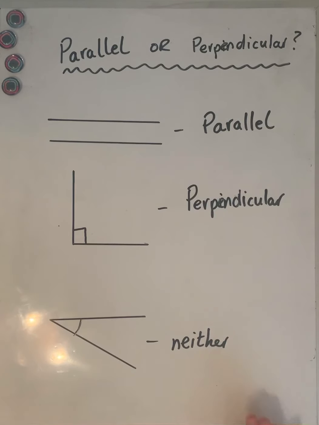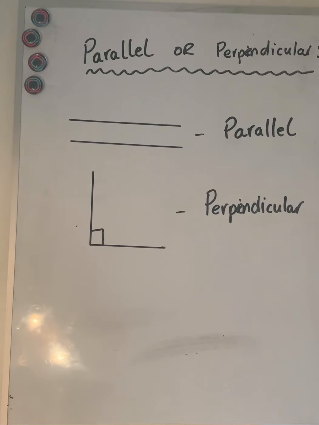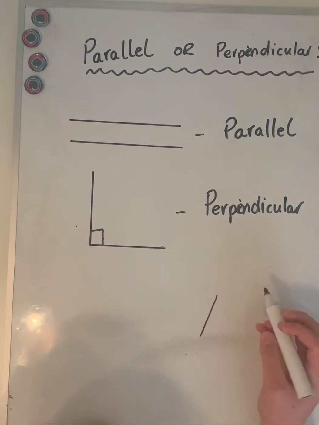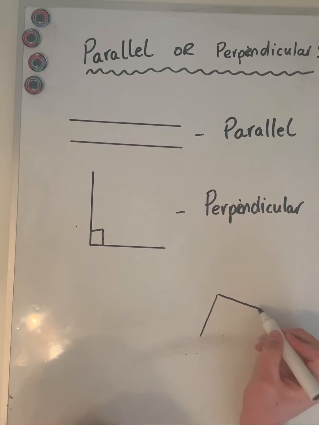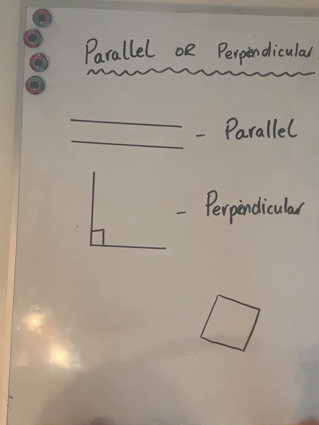So if I was to rub this bit out just now, and draw a square in, say I was to draw a square, albeit it's on its side, but just a square like this. A typical question is going to ask you to identify any parallel lines and any perpendicular lines to each other.